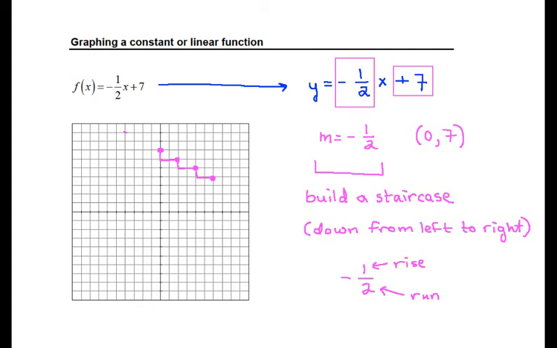enough points to draw that line. It's great to put arrows on the end of it to indicate that it keeps going. But this is the basic idea.